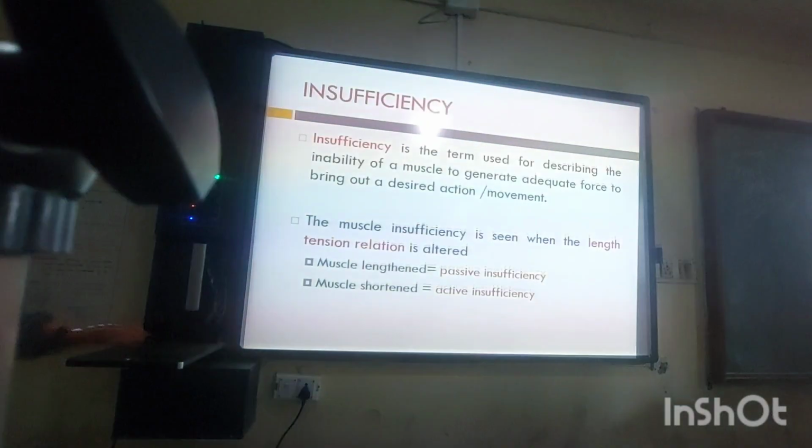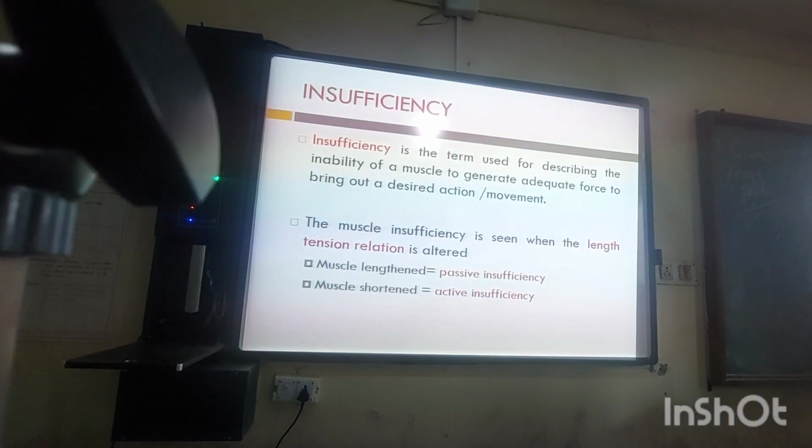Active and passive insufficiency. Insufficiency is the term used for describing the inability of a muscle to generate adequate force to bring out a desired action or movement. Fine? It is inadequate force to bring out the desired action or movement. Muscle insufficiency is seen when the length-tension relationship of the muscle is altered.